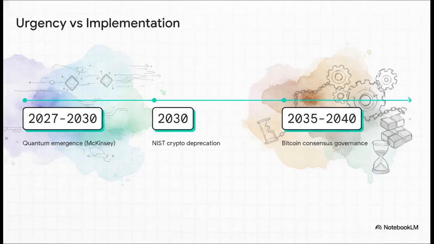The real crisis, however, is a massive disconnect in timing. Look at the urgency versus implementation. McKinsey research suggests that cryptographically relevant quantum computers could emerge between 2027 and 2030. NIST is already mandating the deprecation of traditional cryptography by 2030. But on the flip side, Bitcoin's notoriously slow, consensus-driven governance model historically takes 10 to 15 years to implement contentious upgrades. The threat is just moving way faster than the network's traditional ability to adapt.